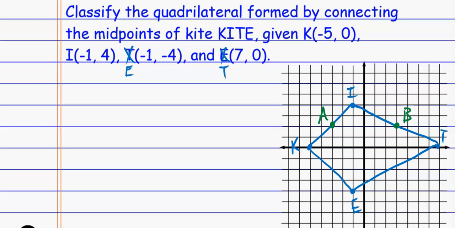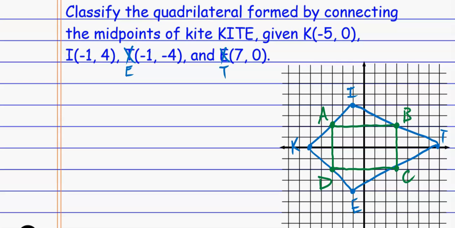To get from T to E would be down 4 over 8. So I'm going to go down 2 over 4. It's actually right here. I didn't draw it very well, apparently, because I missed that point. And then the midpoint of this guy, it's up 2 over 2, depending on which way you're counting. So that's D. Okay? And so the question asked me, hey, what kind of quadrilateral is this guy? What kind of quadrilateral is A, B, C, D?